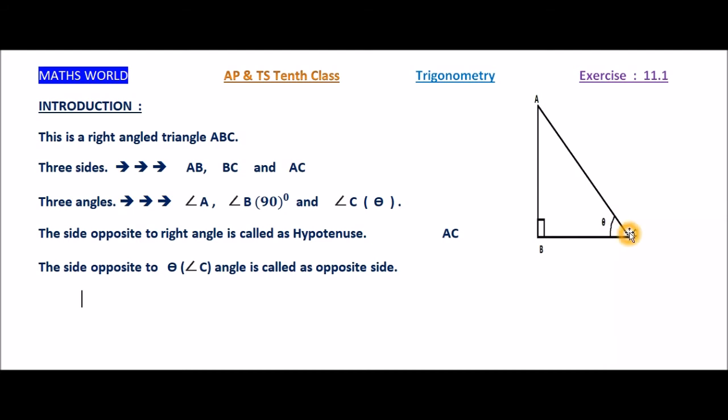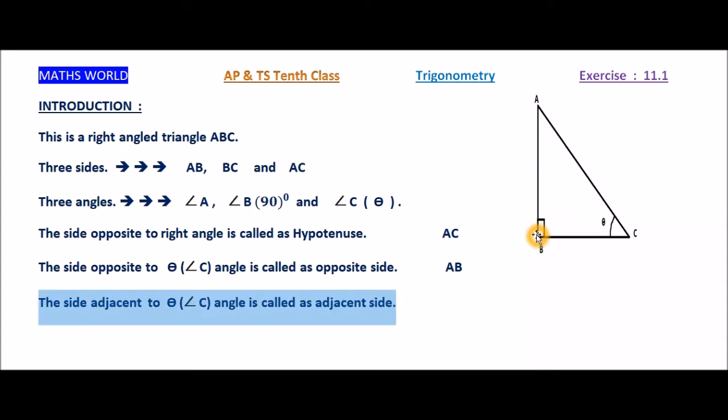Now coming to theta, that means angle C. The side opposite to angle C is called the opposite side, AB. AB is opposite to angle C, that means theta. So this side is called the opposite side. And next, the side adjacent to theta, that means angle C, this one, beside. Adjacent means very side. The side adjacent to angle C, that means theta, is called the adjacent side, that is BC.